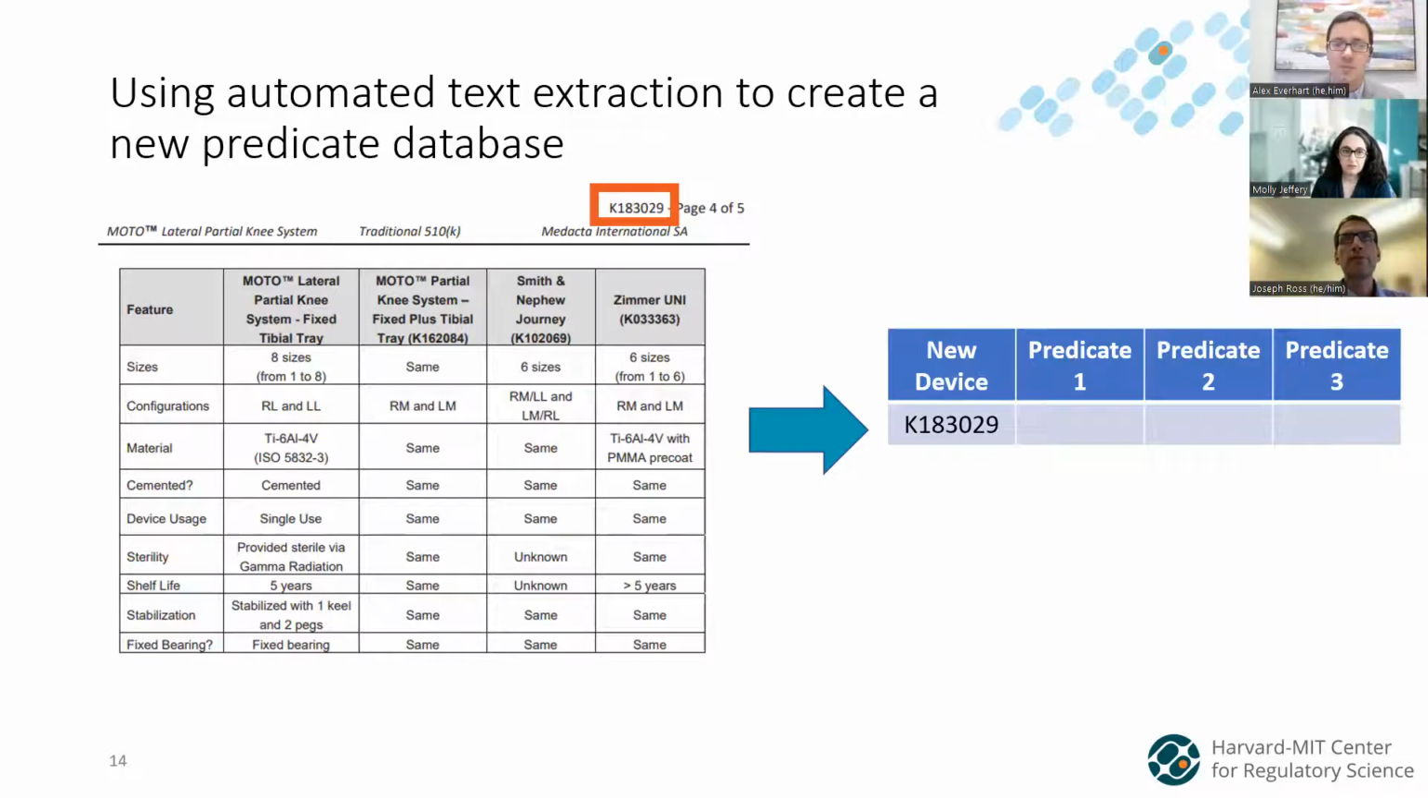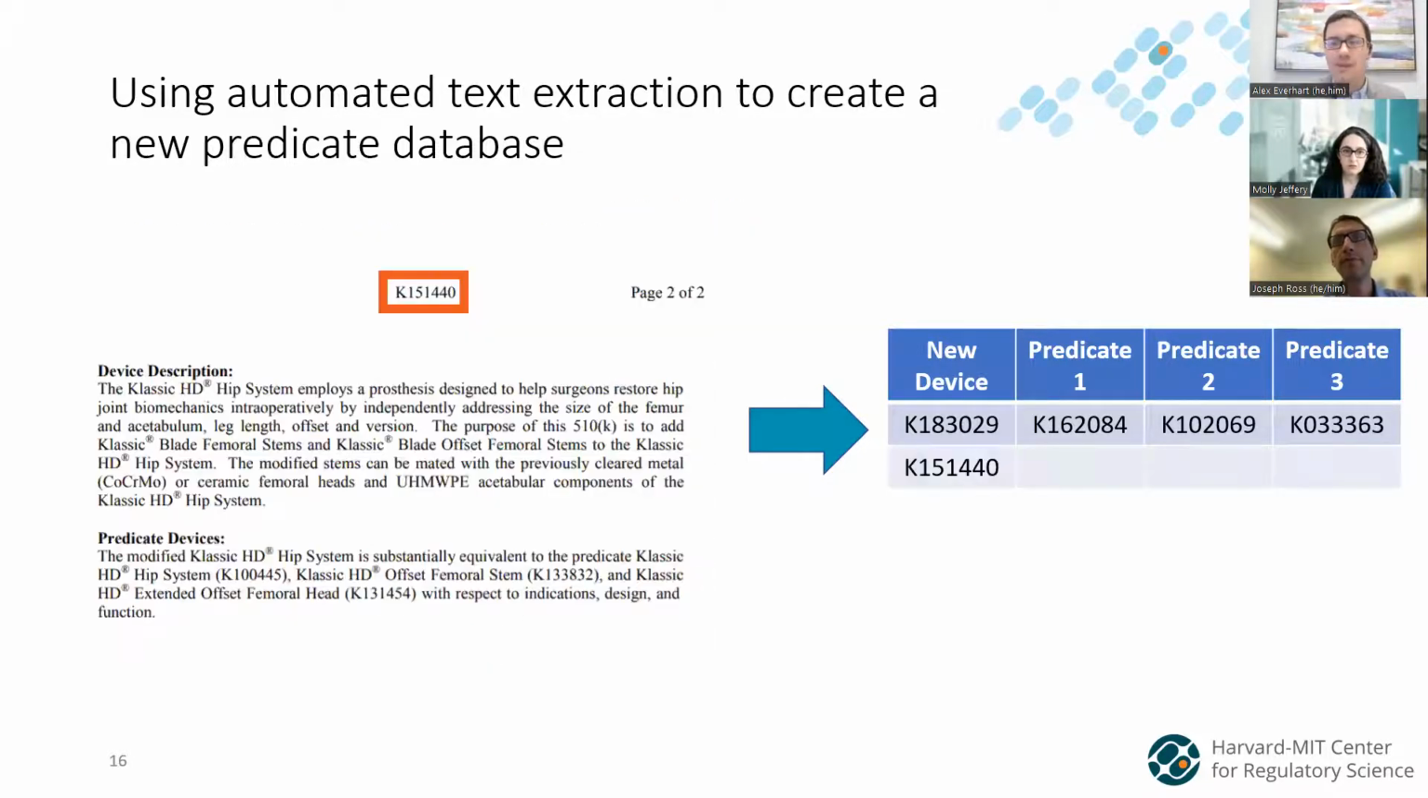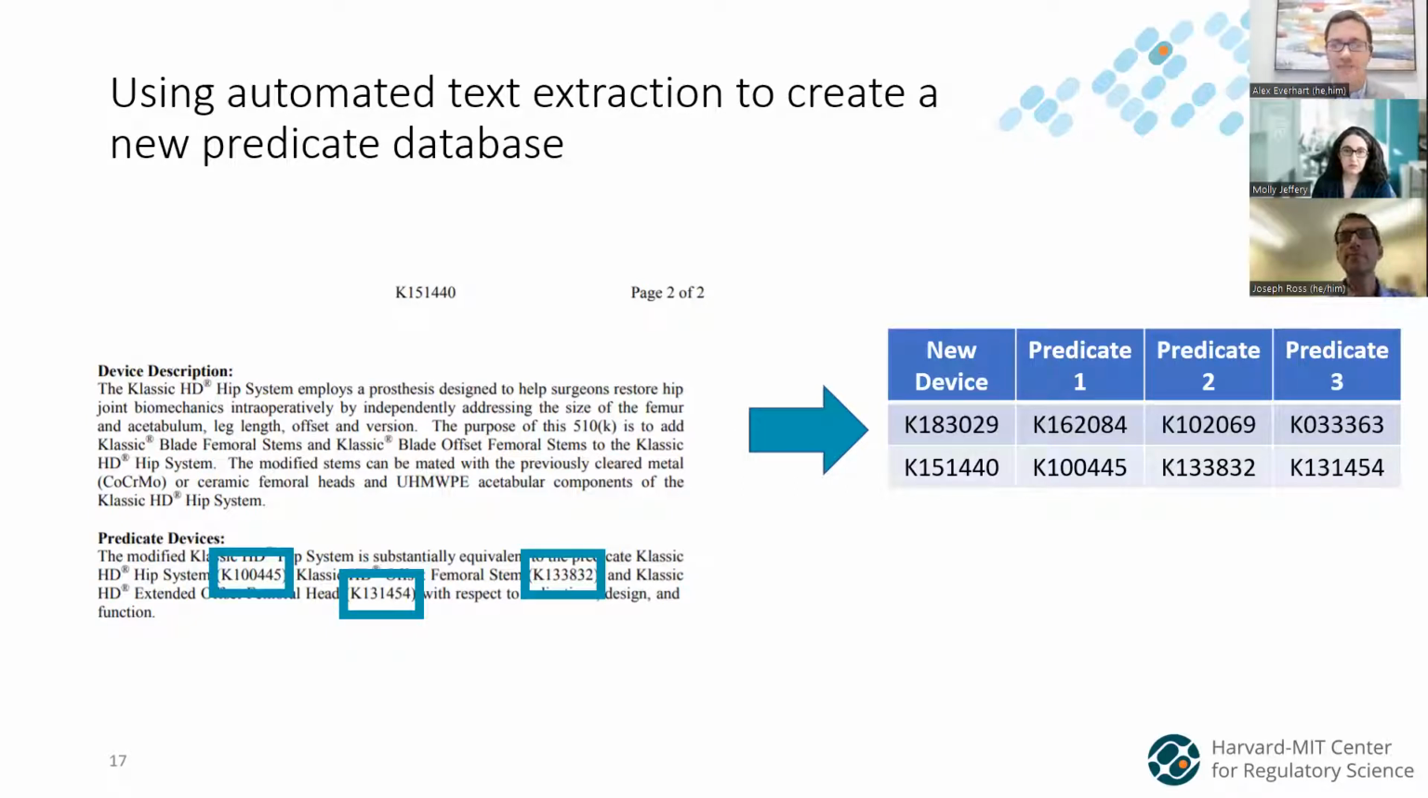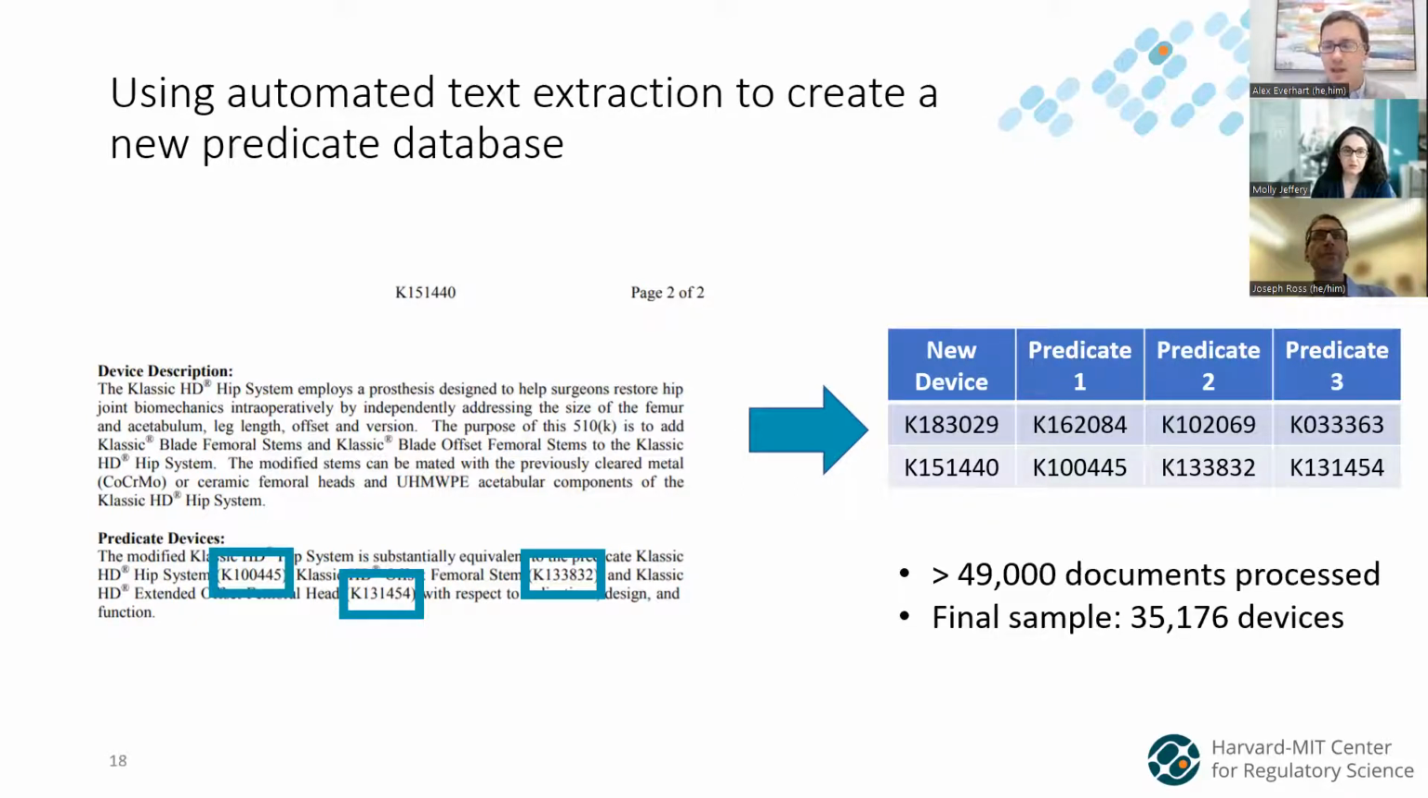From these documents, we first extracted the 7-character identifier for the applicant device, and then we used our automated program to extract the identifiers for all predicates cited in the application. We then repeated this process with every public summary of evidence in order to create a comprehensive database that describes the predicates used in 510K submissions.